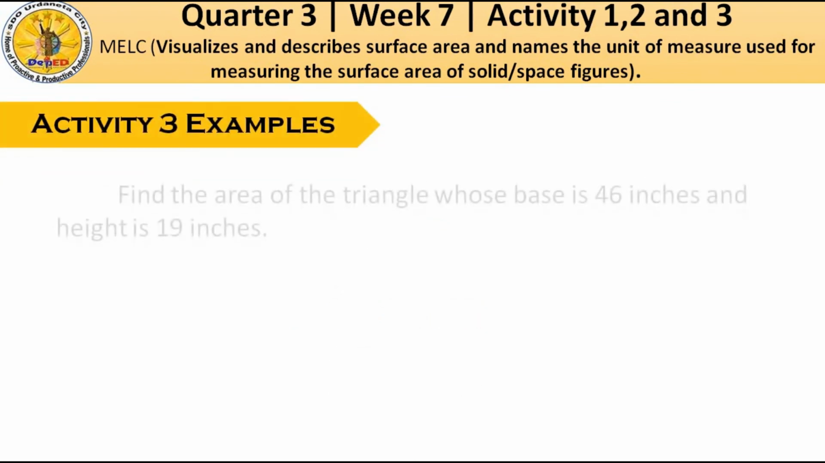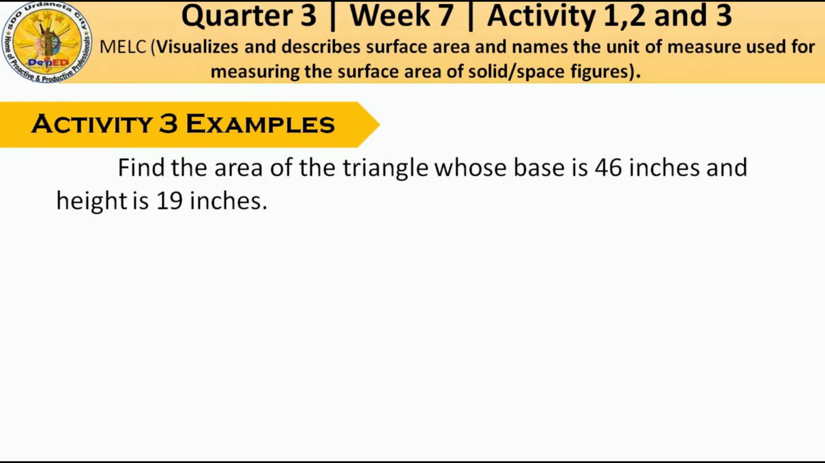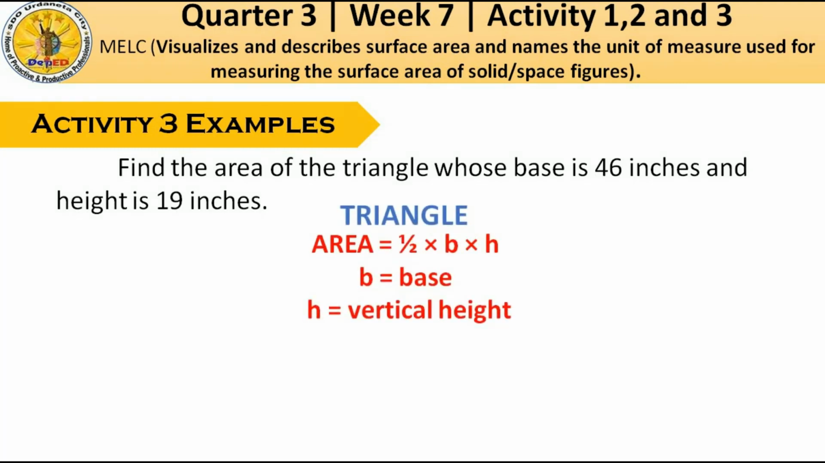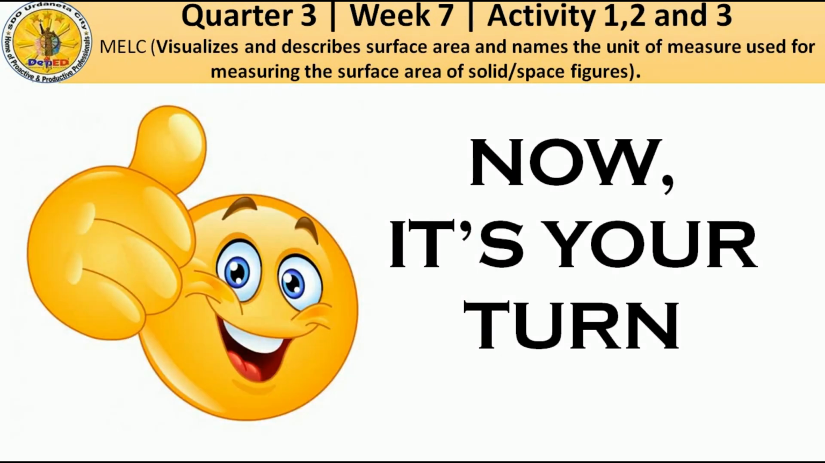Next example. Find the area of the triangle whose base is 46 inches and height is 19 inches. For the formula in finding the area of the triangle, we have 1/2 times base times height. Therefore, area is equal to 1/2 times 46 times 19. And the answer is 437 inches squared.